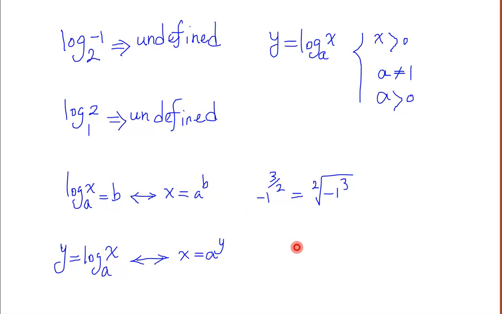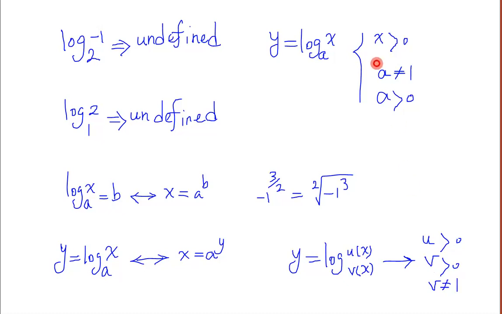So now, in a logarithmic function like log base v(x) of u(x), if you want to find the domain of this function, u, which is the argument, should be positive. v, which is the base, should be positive, and v, which is the base, cannot be 1, based on what I told you above. This is how we find the domain of a logarithmic function.